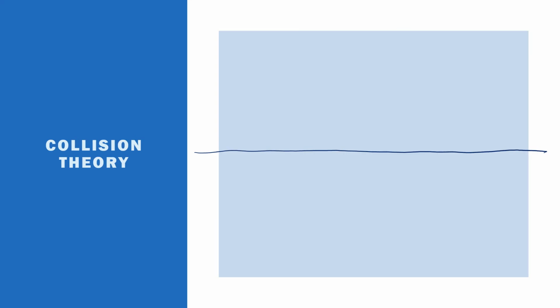There's 3 parts to collision theory. And this is describing how chemicals are reacting with each other. And the first thing is that the particles must collide. In order for 2 things to react with each other, they must bump into each other. The second aspect there is they must collide with the correct orientation.